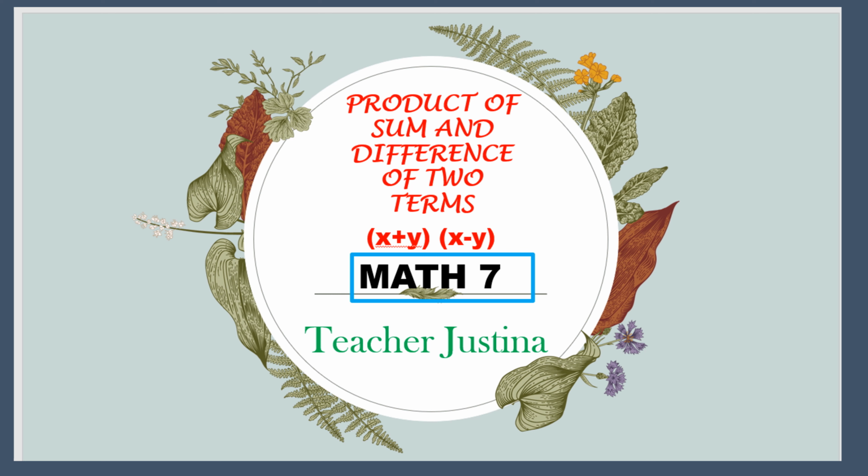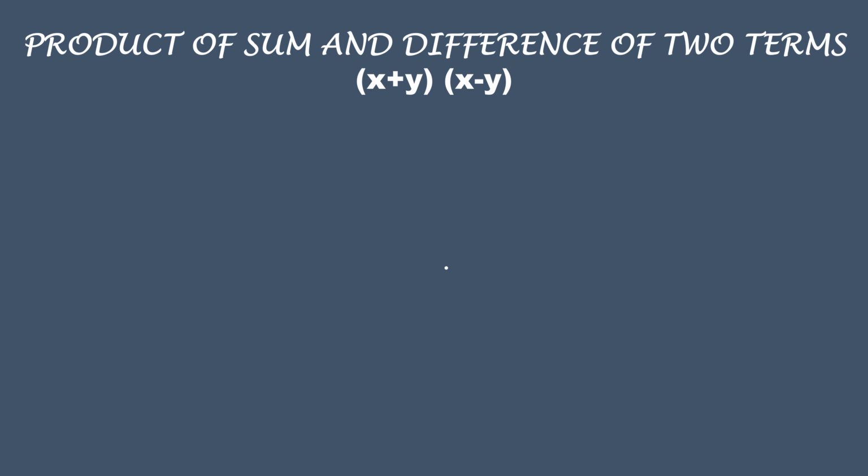Our lesson for this video is all about the product of the sum and difference of two terms. This is still special products. So let us explore. Again, this is the product of the sum and difference of two terms. As you have in the model, we have x plus y and x minus y. When we say sum and difference, we have a sum and a difference of two terms. So how do we get the product of these two binomials? Let us try to explore.